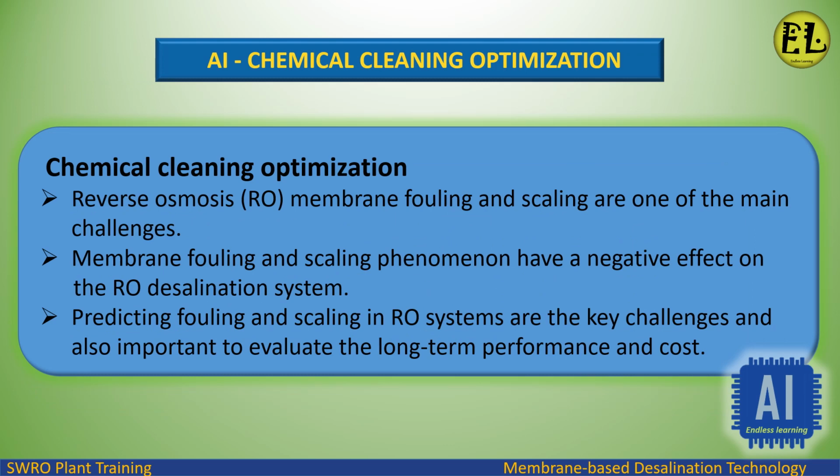AI, chemical cleaning optimization. In reverse osmosis, RO membrane fouling and scaling are among the main challenges. Membrane fouling and scaling have a negative effect on the RO desalination system. Predicting fouling and scaling in RO systems is a key challenge, and is also important to evaluate the long-term performance and cost.